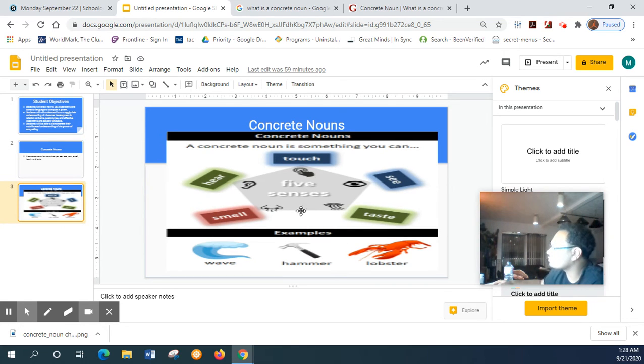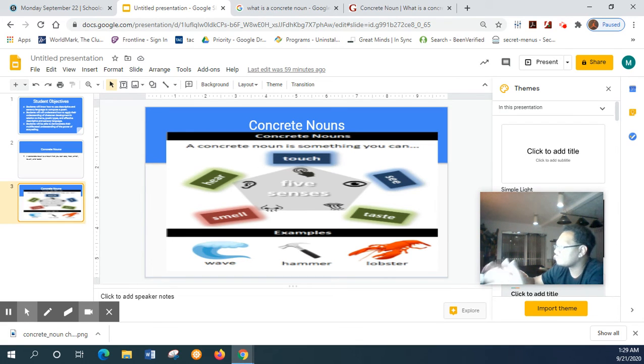A concrete noun is something you can sense with your five senses. You put the five senses in the middle. You can hear it, a sense. You can touch it, another sense. You can see it, a sense. You can taste it, a sense. You can smell it, a sense. These are your five senses, people. We should not have any questions on what my five senses are. And if you do, please refer back to the chart, and the chart will allow you to know what it is.